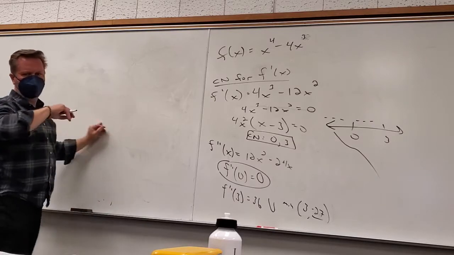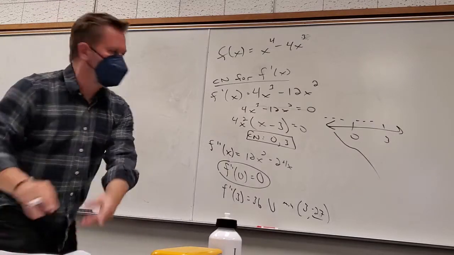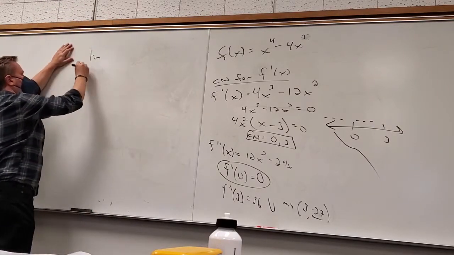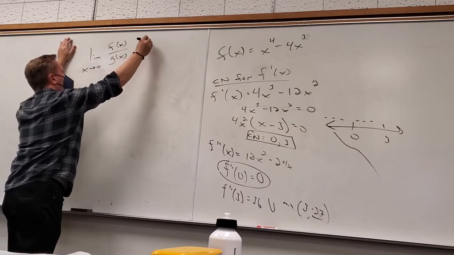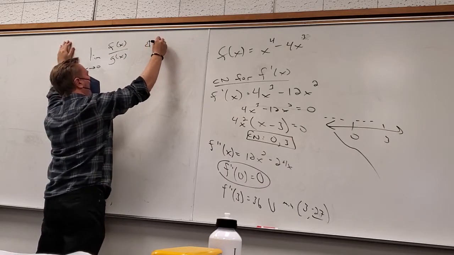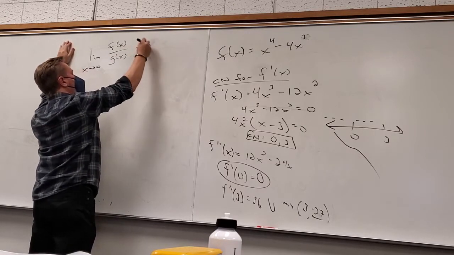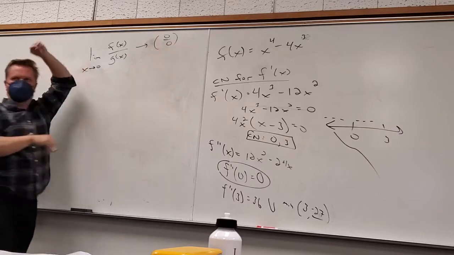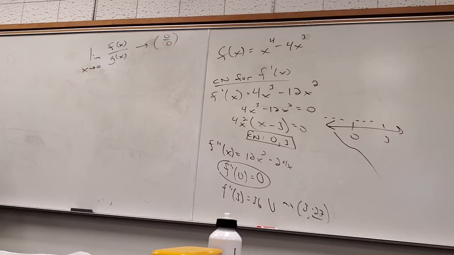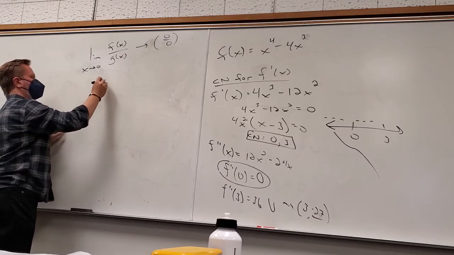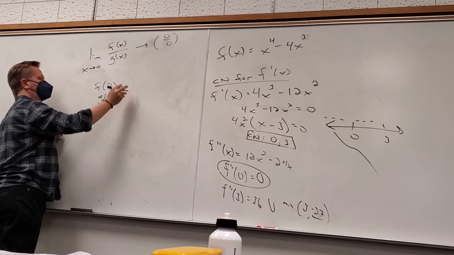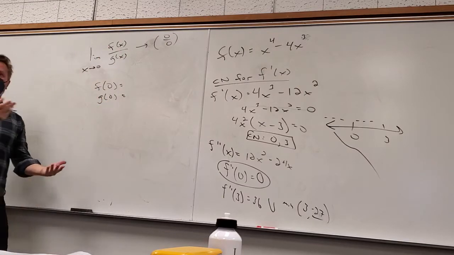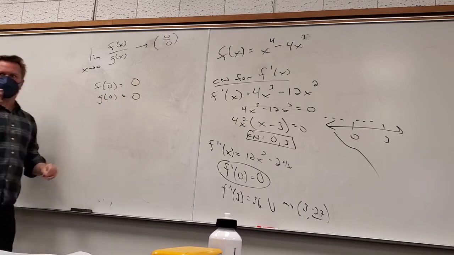So what L'Hopital's is trying to do, all right, if I have this, and this becomes this, right? Okay. What does that mean? What is f of 0? And what is g of 0? 0 and 0, right? They're both 0, okay. Stay with me.